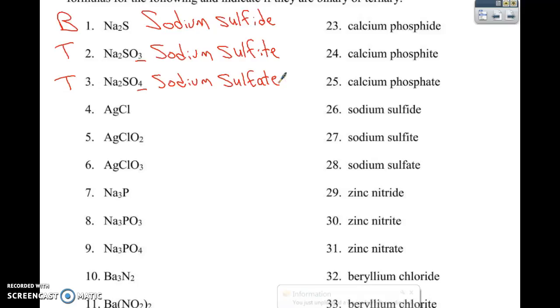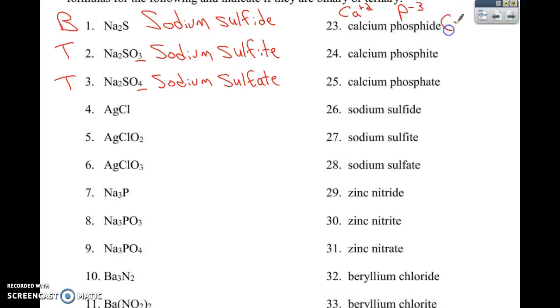Now if you look over on the right hand side, you have calcium phosphide, calcium phosphite, calcium phosphate. Always find the metal first. So you find calcium. It does not have any numbers in the upper right hand corner, so the only oxidation number is +2. So when you're doing an ionic compound, get the metals first, get the oxidation numbers. Now phosphide, since it ends in IDE, it is binary, so you just get it from the periodic table, and it's phosphorus with a -3 charge.